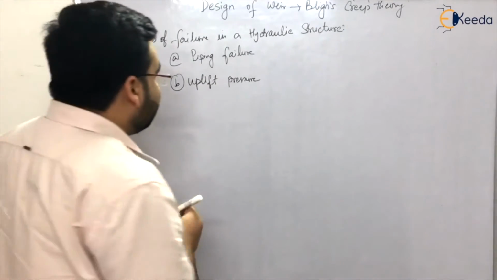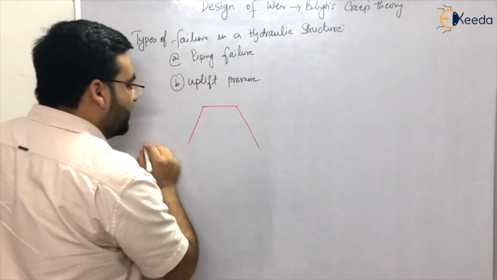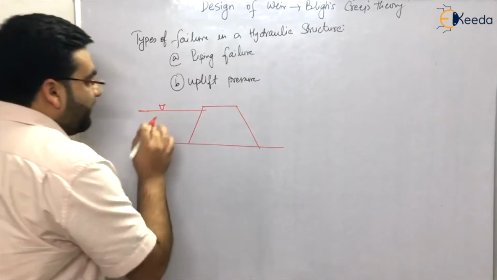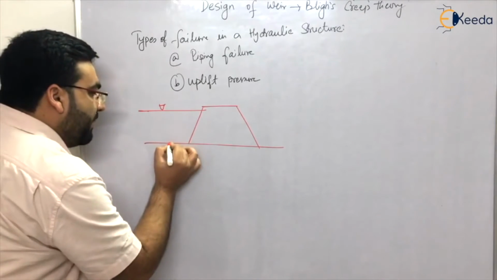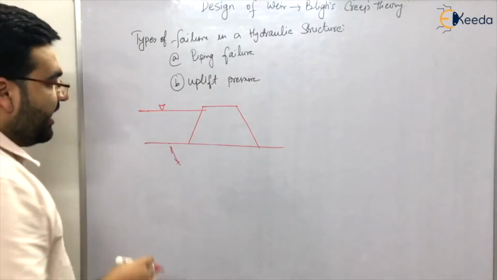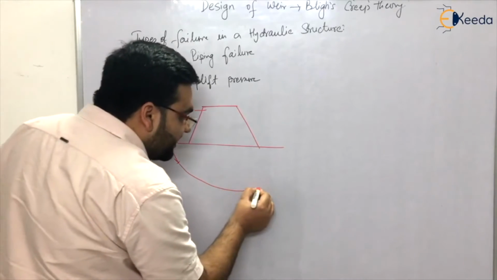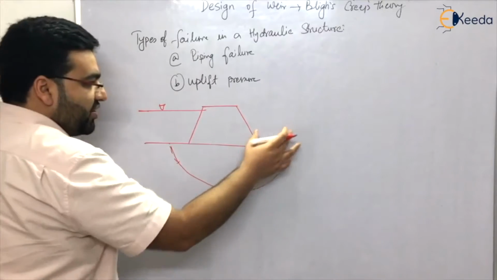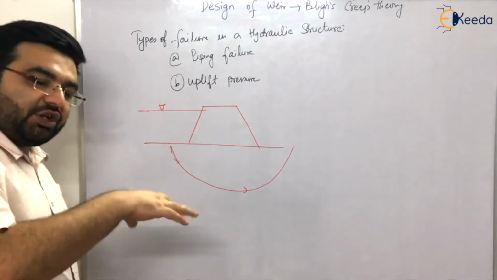Let us say this is your hydraulic structure. It can be an earth dam or anything, or it can be a weir. This is the water level. The water will percolate in the soil, and after percolation, it will travel to the downstream. Because there is high pressure on one side and low pressure on the other, water always travels from high pressure to low pressure.